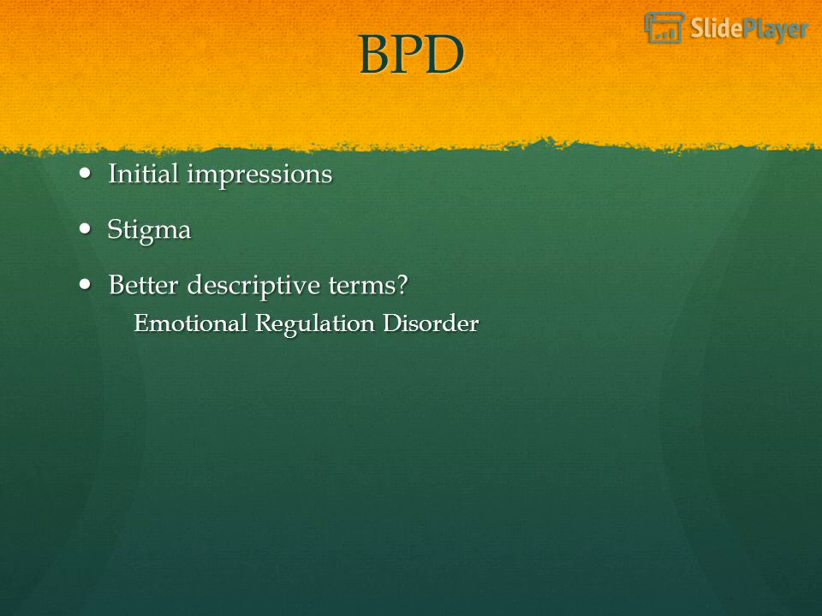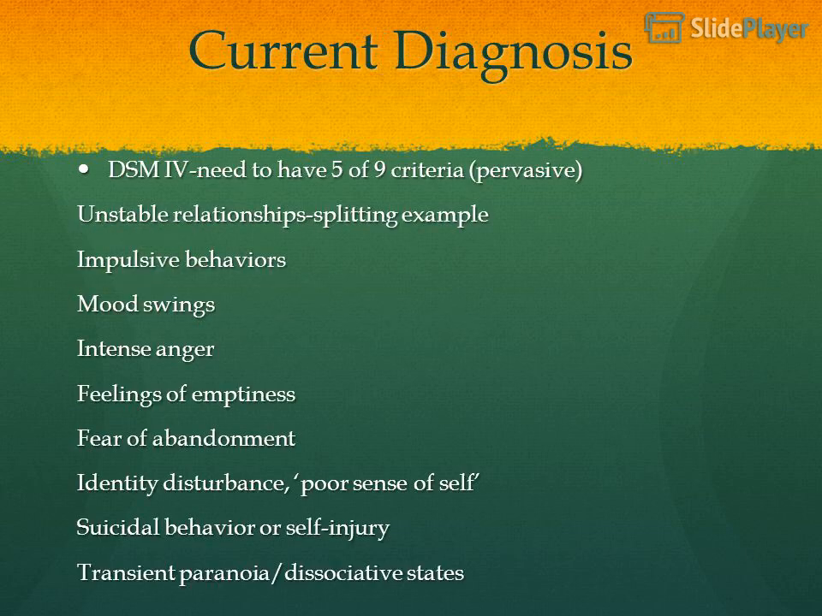Emotional regulation disorder. Current diagnosis. DSM-4: you need to have 5 of 9 criteria. Pervasive. Unstable relationships. Splitting. Example. Impulsive behaviors. Mood swings. Intense anger. Feelings of emptiness. Fear of abandonment. Identity disturbance, poor sense of self. Suicidal behavior or self-injury. Transient paranoia/dissociative states.